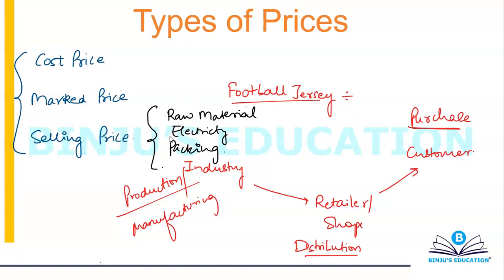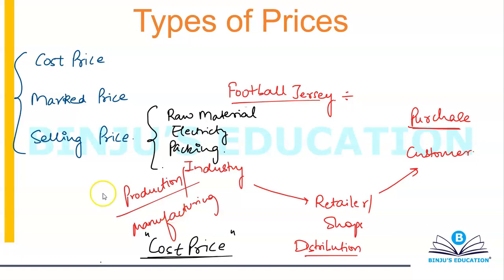All the costs that are incurred while manufacturing or while producing something is basically known as your cost price. So cost price is basically the amount of money that is incurred in manufacturing or in producing something. This is what is known as the cost price.